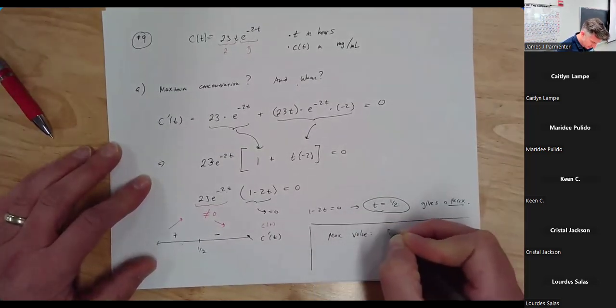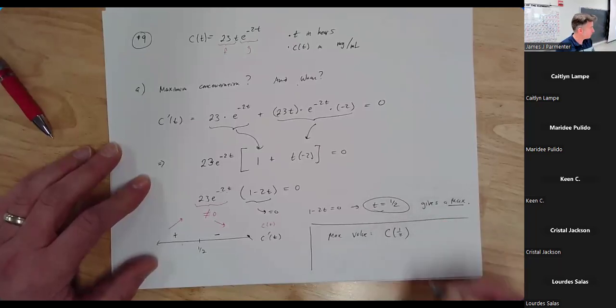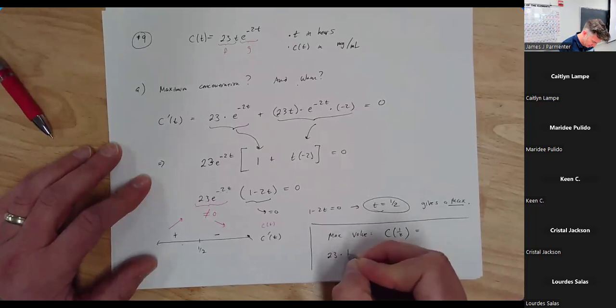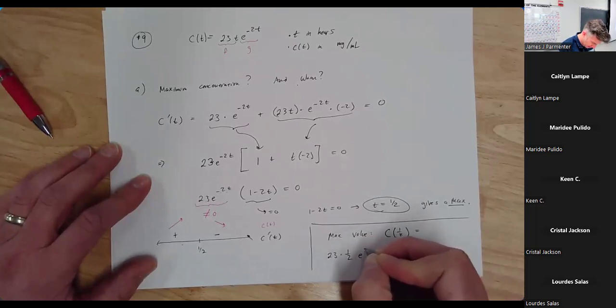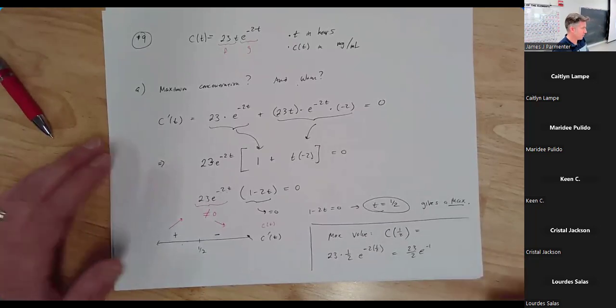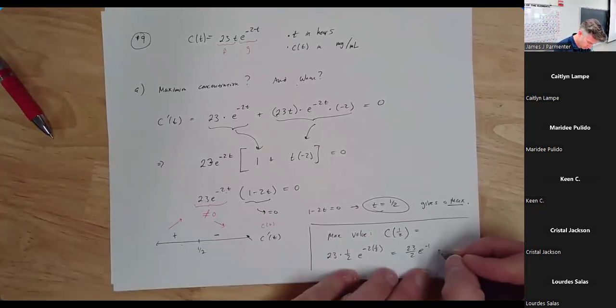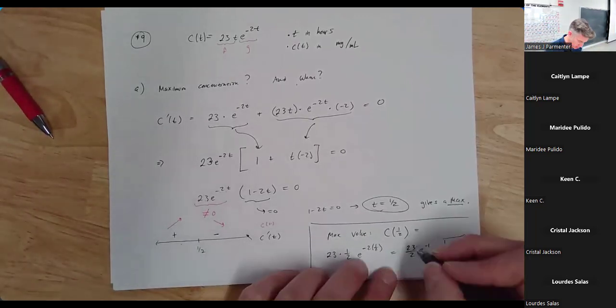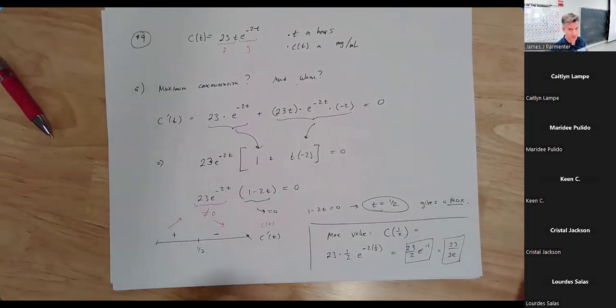is going to be c of 1/2, which if we plug that in, you're going to get 23 times 1/2 times e to the negative 2 times 1/2, which I would probably rewrite as 23 halves times e to the negative 1, or 23 over 2e if you prefer. And I would not pull out a calculator to approximate that. I would just leave it as is, unless I was asked to get a decimal approximation.